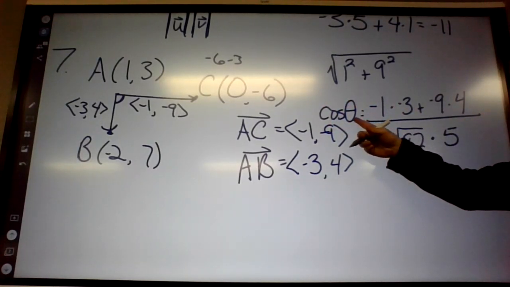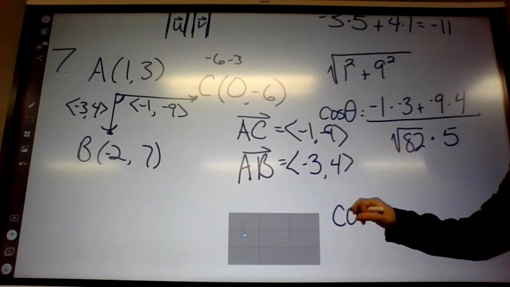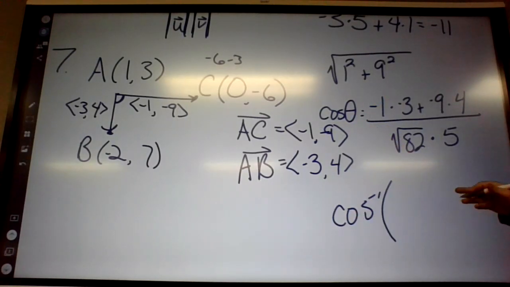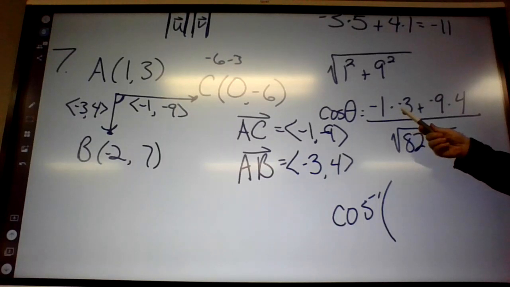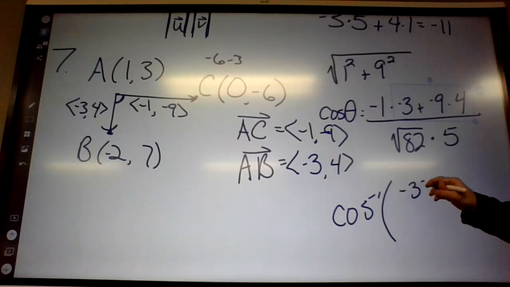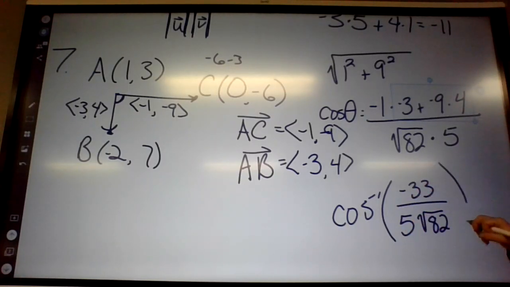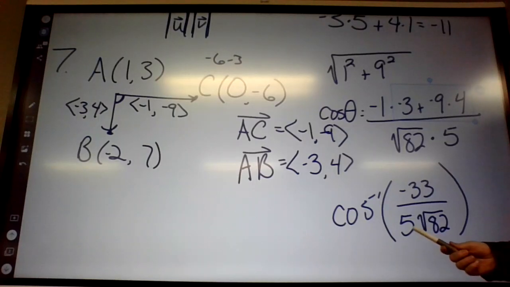So to find our theta, what do we need to plug in the calculator? Cosine inverse. I'm going to simplify this a little bit. Up here, this is 3 plus -36, so that's -33. The bottom, I don't think we really need this. That doesn't simplify, or even if it did, you wouldn't have to. But that's what I would plug in the calculator.